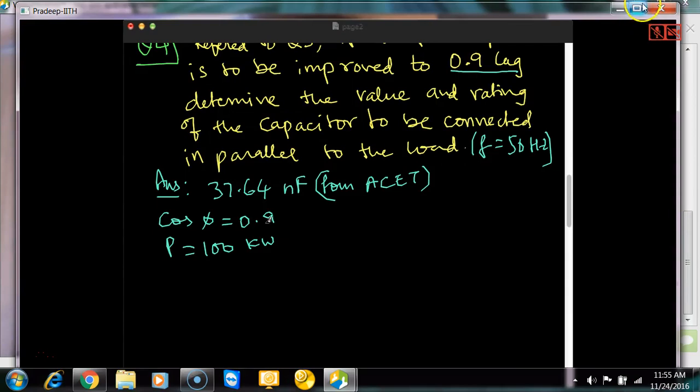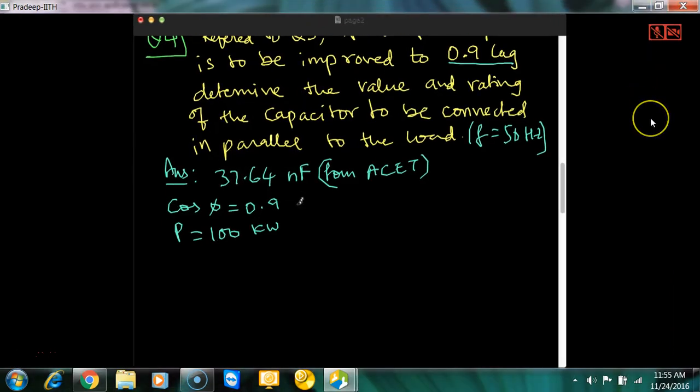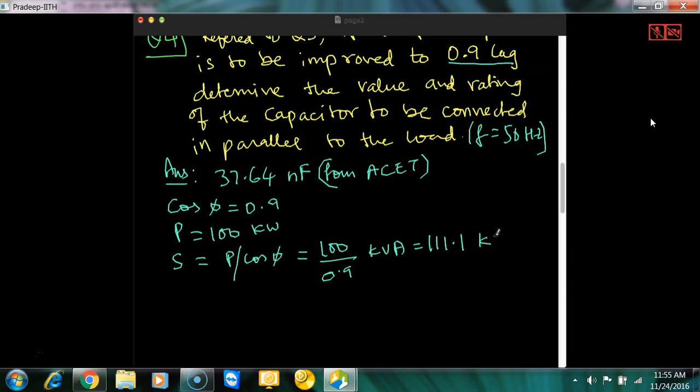Kilowatts. From these two, I can find the apparent power. P is S cos phi, as you know from the power triangle. Therefore S is P divided by cos phi. So that is 100 divided by 0.9, in kilovolt amperes. I think it will be 111.1 kVA.